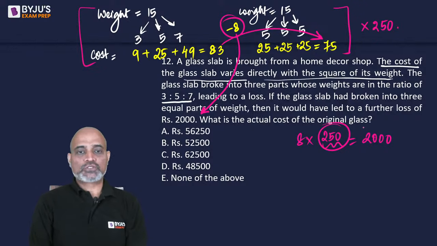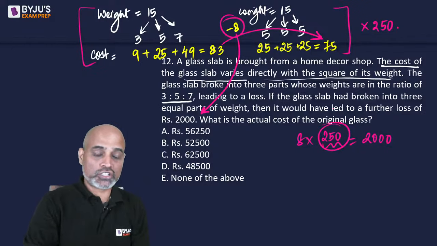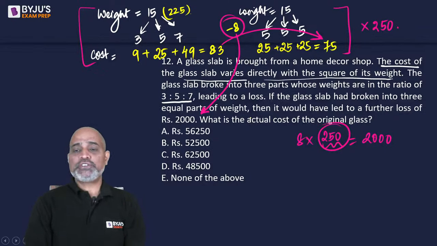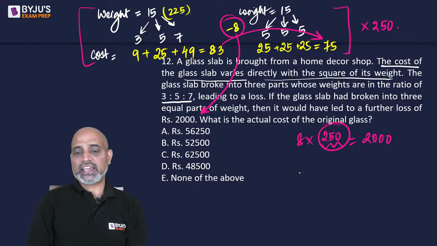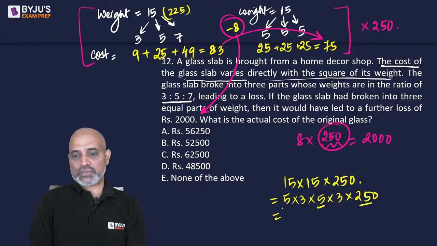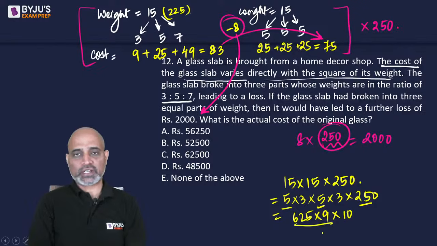Question is, what was the actual cost of the original glass? Well, the original glass would have cost us 15 square, which is 225. So, iska bhi 250 times. 225 into 250. What do you guys think it will result in? 15 into 15 into 250. 5 into 3 into 5 into 3 into 250. 25 into 25, 625 into 9, and don't forget that 0 at the end. What is 625 into 9?